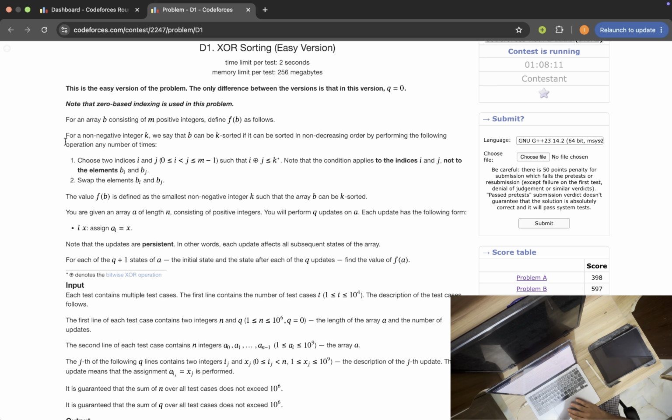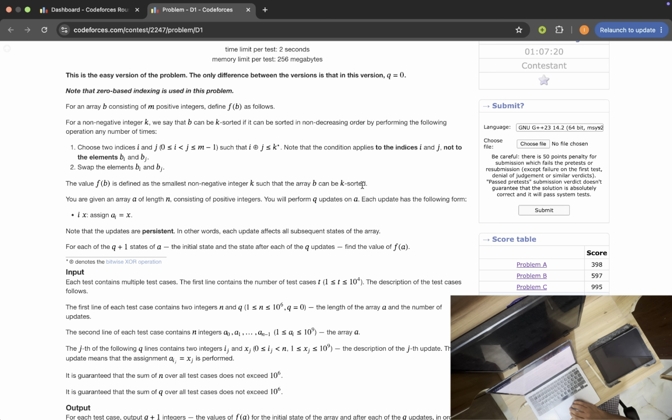Choose two integers i, j such that i XOR j is less than or equal to k. Note that the condition applies to the indices i and j, not the elements. Swap the elements b_i and b_j. The value f(B) is defined as the smallest non-negative integer k such that the array can be k-sorted.